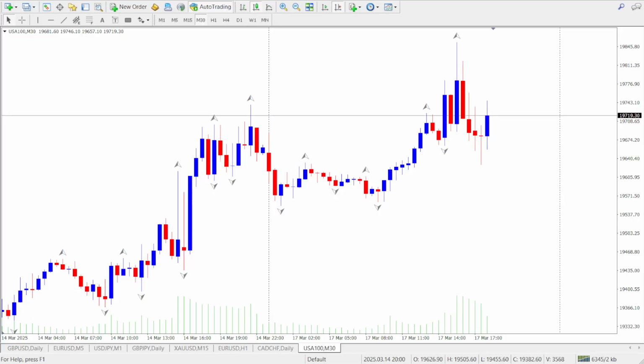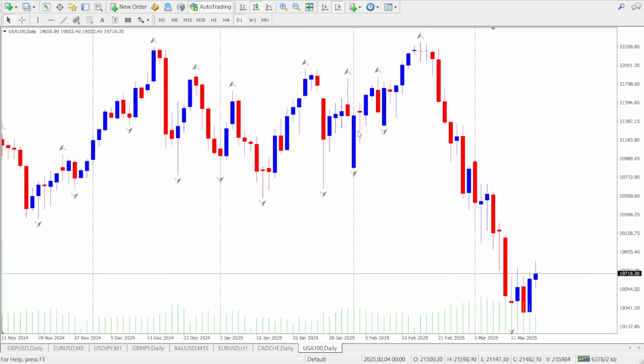Now, these fractals provide key insights into market behavior by marking areas where price action might reverse. This makes it easier to identify breakout zones and trend continuations, making your trading decisions more precise.